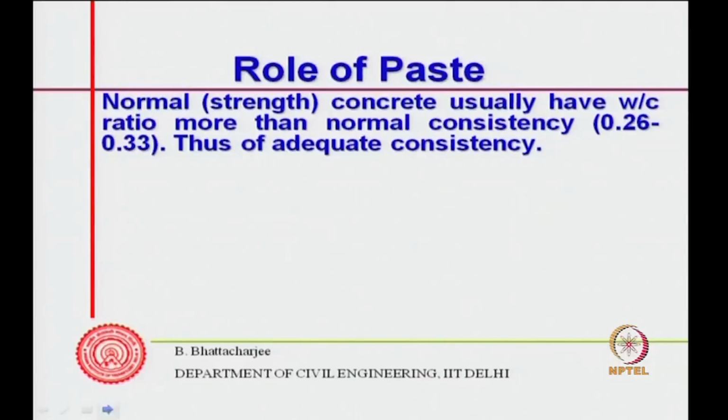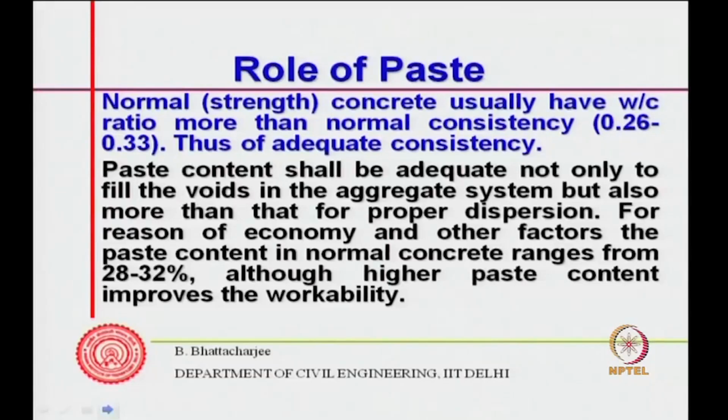Normal concrete of course has a water cement ratio of 0.26 to 0.33, which is actually normal consistency. Thus, you will have adequate paste with adequate consistency. In high strength concrete, you have to look into this. Paste content shall be adequate, not only to fill the voids in the aggregate system, but also more than that, required for proper dispersion. For reasons of economy and other factors, the paste content in normal concrete ranges from 28 to 32%, although higher paste content improves the workability, because paste contains cement and that is the costliest material.